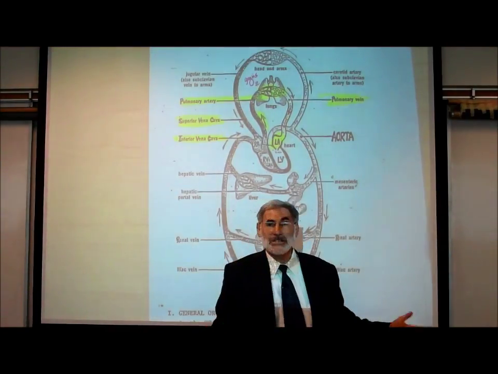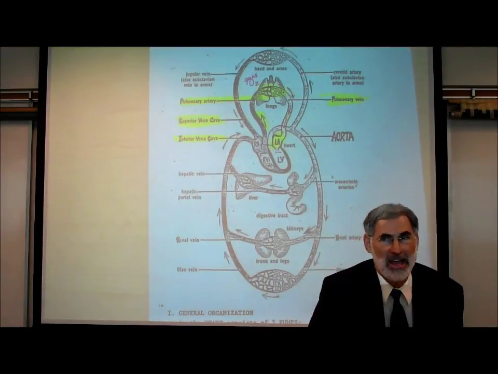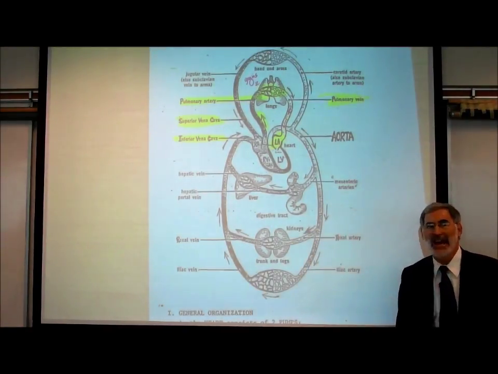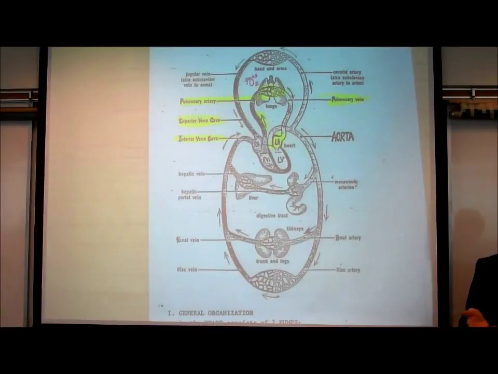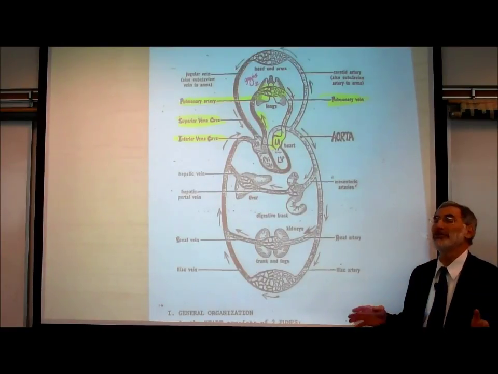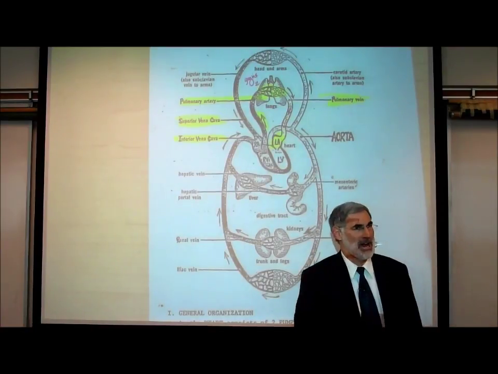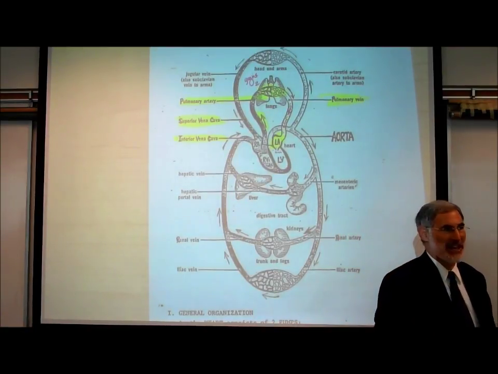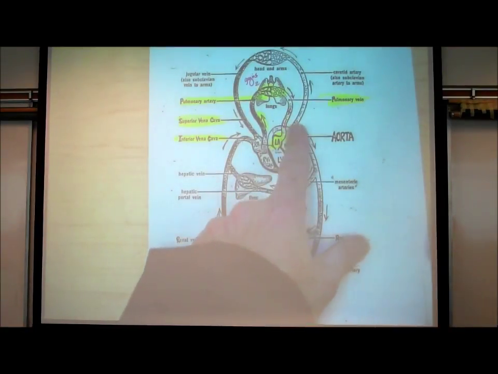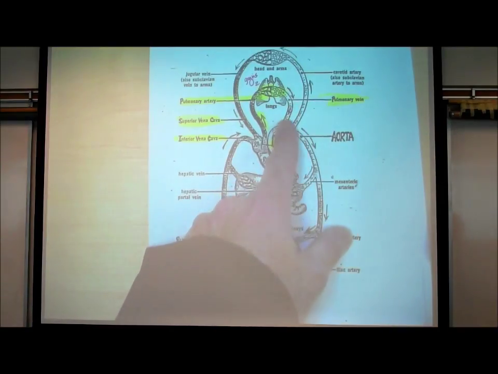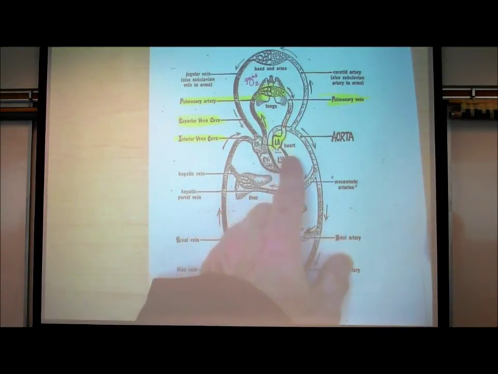But this is oxygenated blood. This is blood high in oxygen. Again, I know that if you're saying, but that doesn't make sense, that's because you're using the wrong definition. You think arteries are high in oxygen, veins are low in oxygen. I never said that was the definition. This is a vein, because the blood is flowing to the heart, but it's high in oxygen.